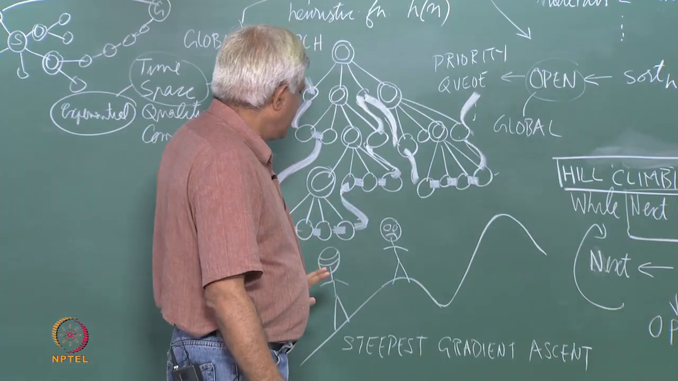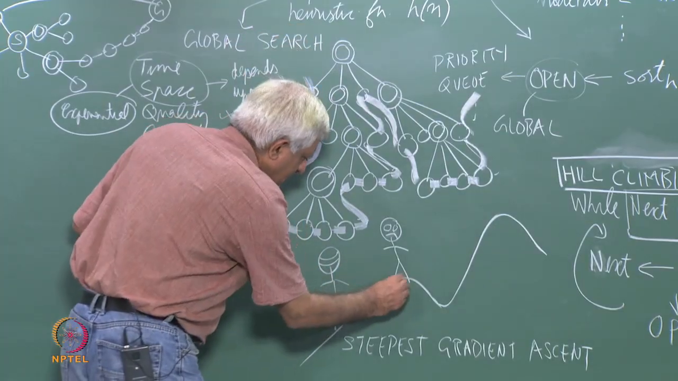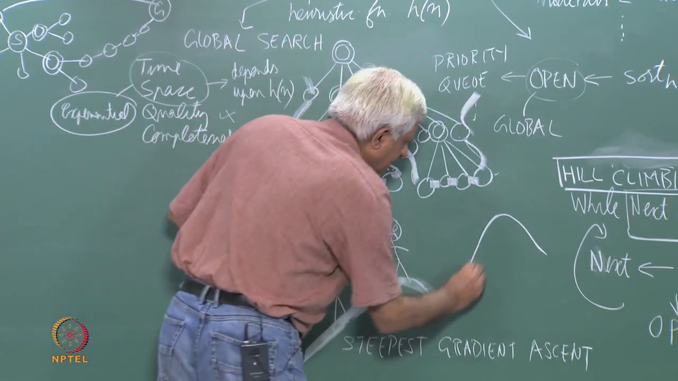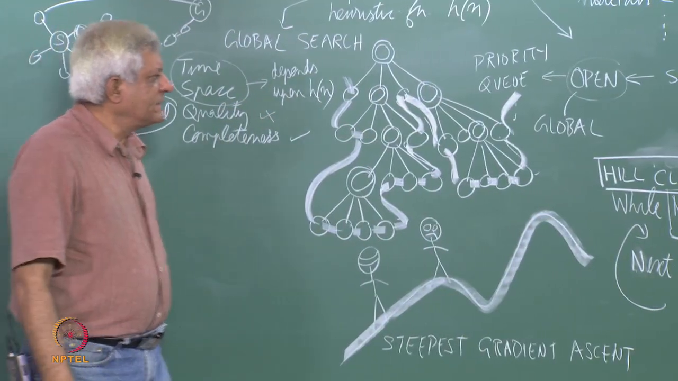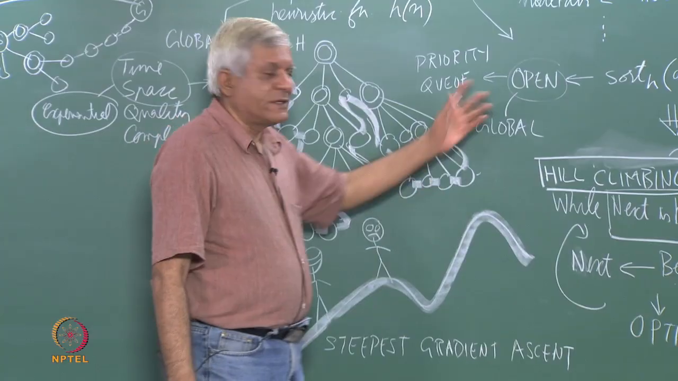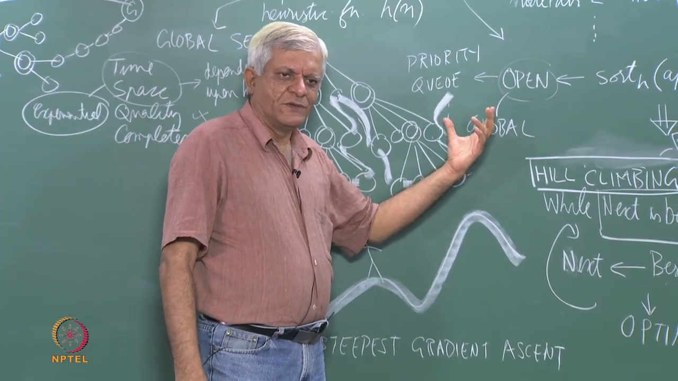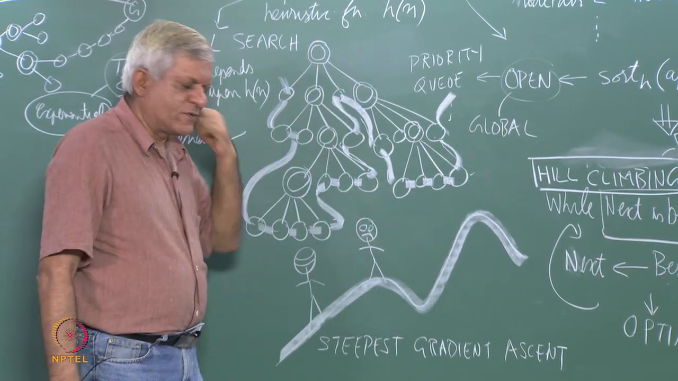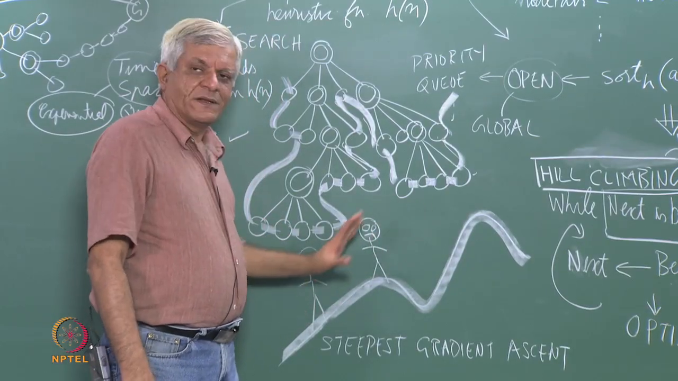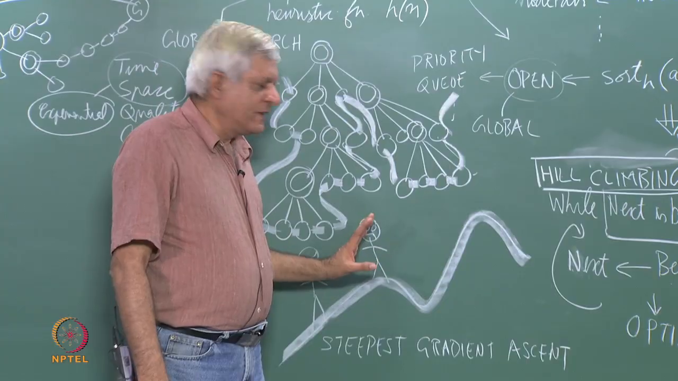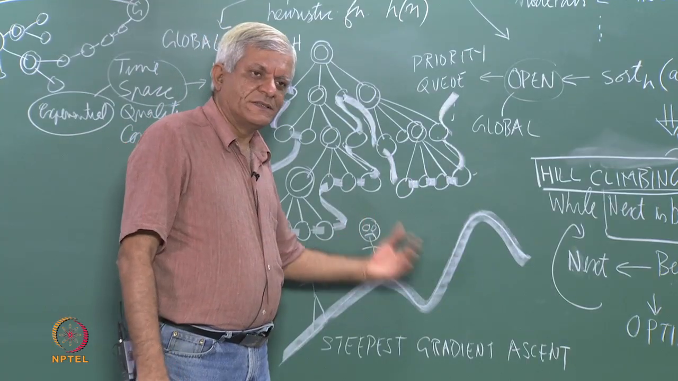So, the question is, what is this surface that we are talking about, this hill that we are talking about, where does this surface come from? And the answer is that this surface is defined by the heuristic function that we are using to guide search essentially. So, I want to take one example to illustrate that you can have two different heuristic functions and they will define different surfaces.